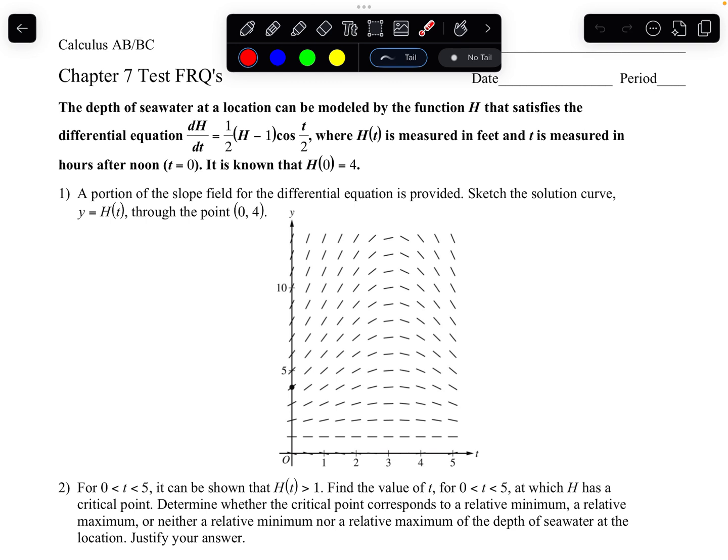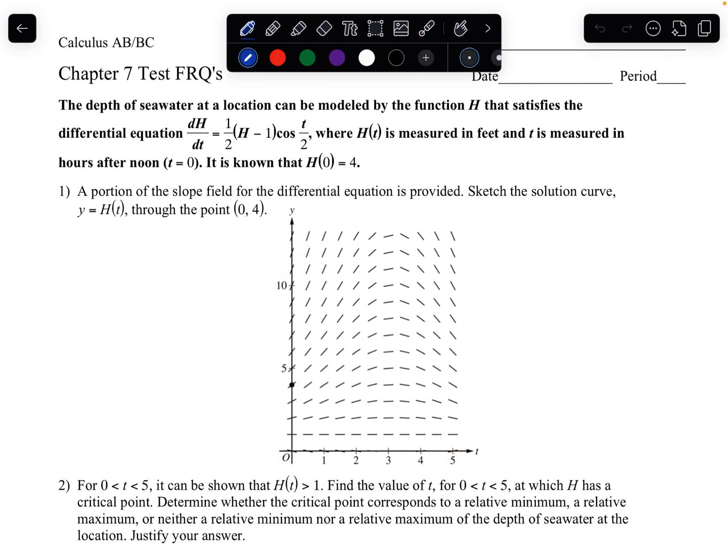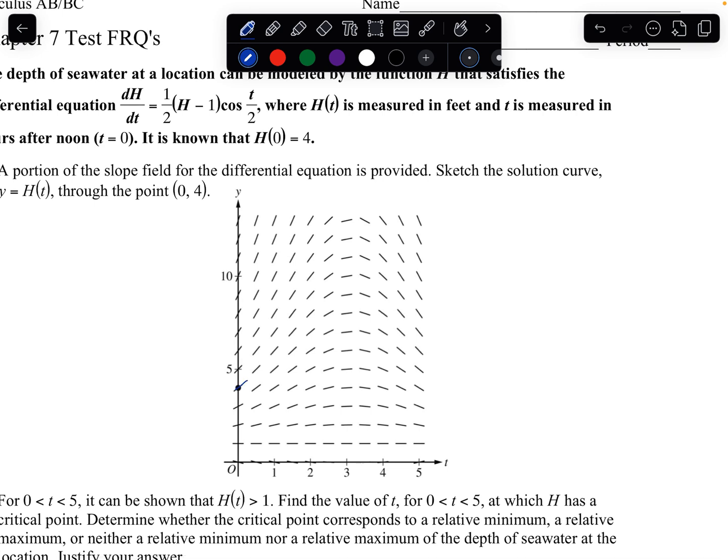For one, a portion of the slope field for the differential equation is provided. Sketch a solution curve y equals h of t through the point 0, 4. So sketch a curve that's going to fit in the slope field, but also is going to pass through this point. So honestly, really not too difficult of a problem. Just try and follow the flow of the slope field. Something like this right here should be good. Try and follow the tangent lines as possible.